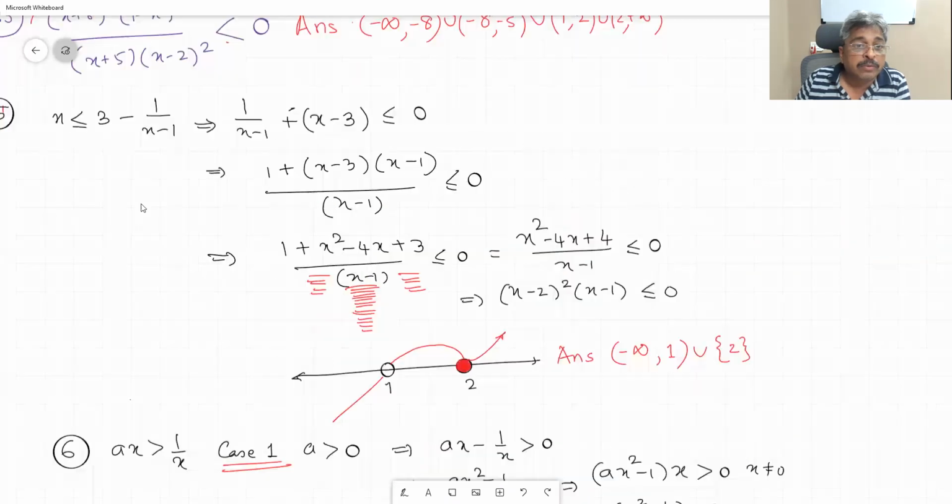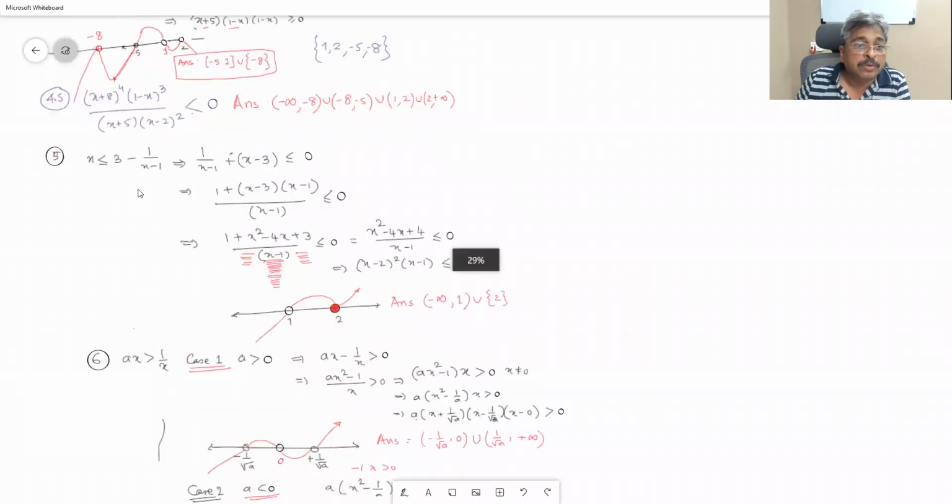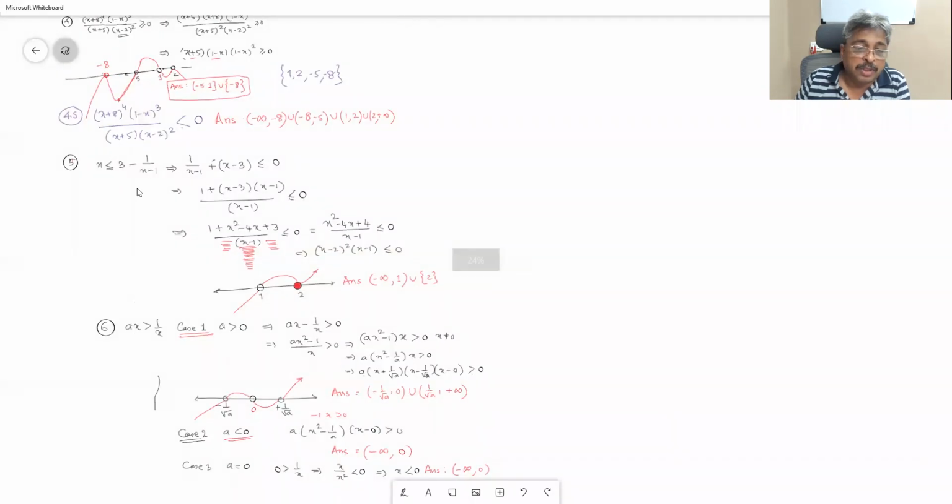Sir, can you zoom out a bit? Zoom in or zoom out? This is zoom out, I think. That is what you want? Okay. 4.5.